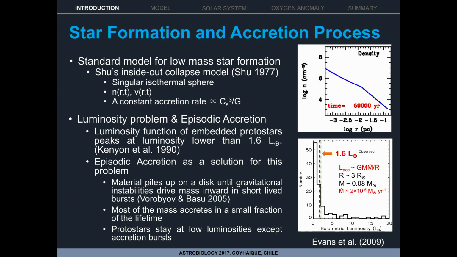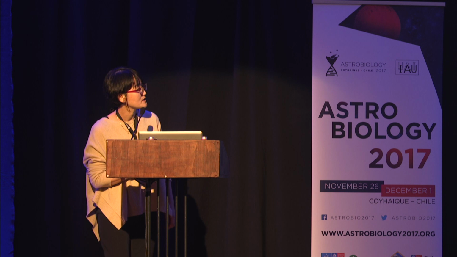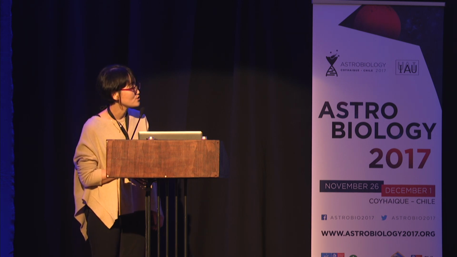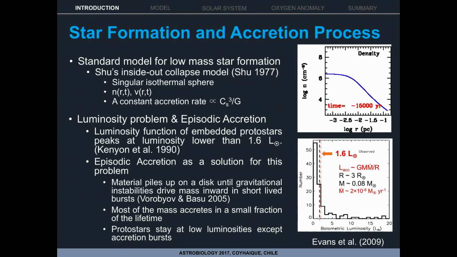One solution for the luminosity problem is episodic accretion, in which material piles up on a disk until gravitational instabilities drive mass inward in short-lived bursts, as detected in FU Orionis objects. Therefore, most of the mass accretes in a small fraction of the protostellar lifetime, and thus the protostars stay at low luminosity except during accretion bursts.